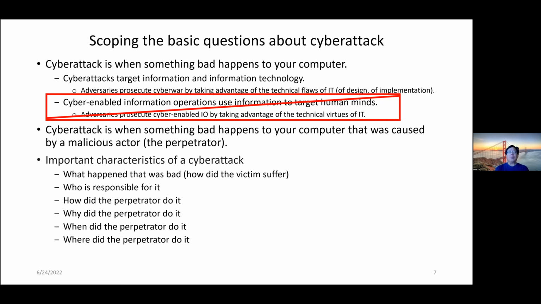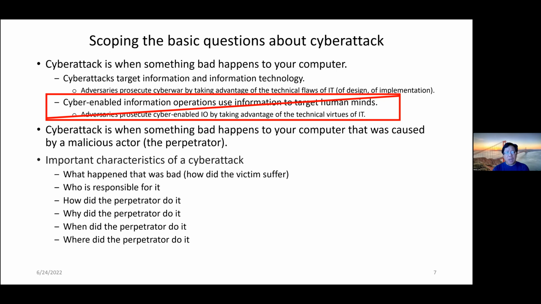If something bad happens just because it crashed or because there was a power fluctuation in the line or something like that, we usually don't talk about that as a cyber attack. We may think it's a cyber attack, but if it really is caused by a random lightning strike or something like that, nobody really considers that a cyber attack in the sense that we're talking about here.